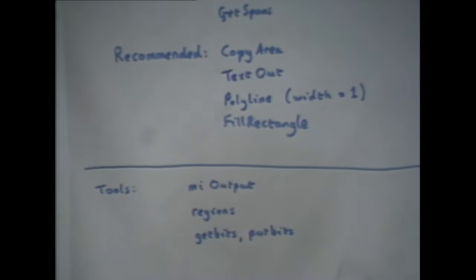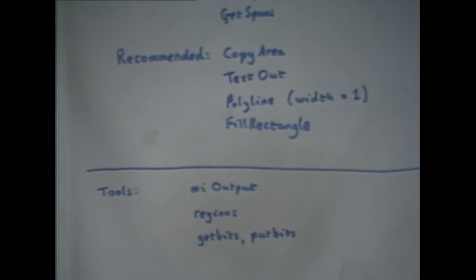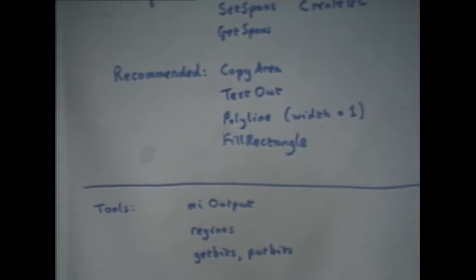Now, if you have those five, Sue said two, but the number seems to get unfortunately larger every time I look, but I think it's going to stay at five. But for now, if you implement those five routines, your server will run slowly. But it will run. This is important. I've always thought it's really neat to see your X server come up for the first time.